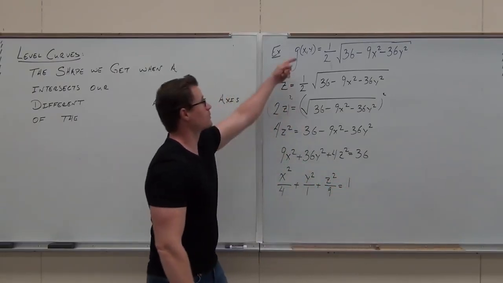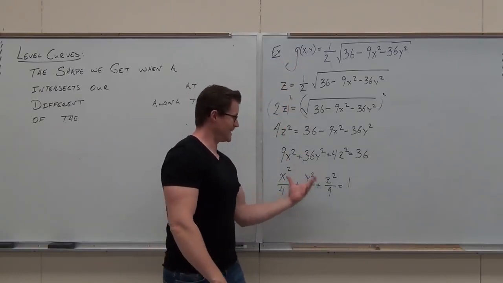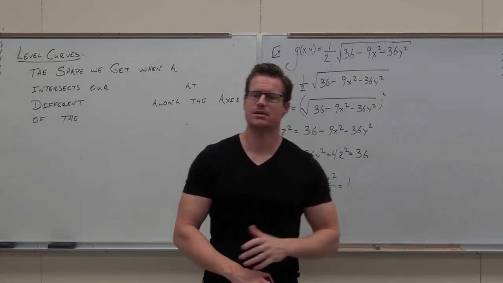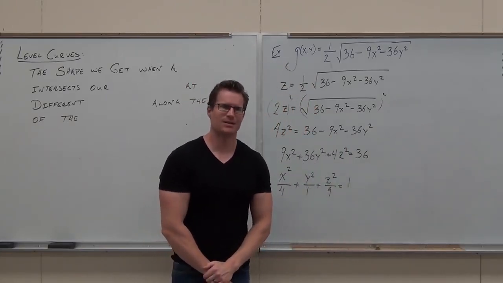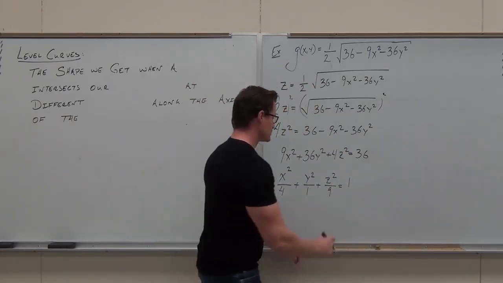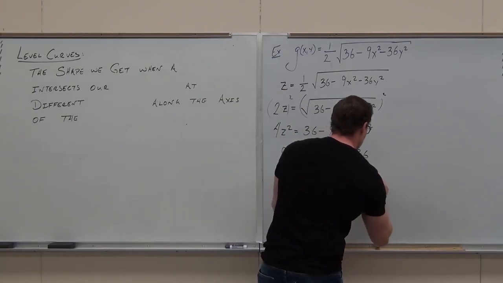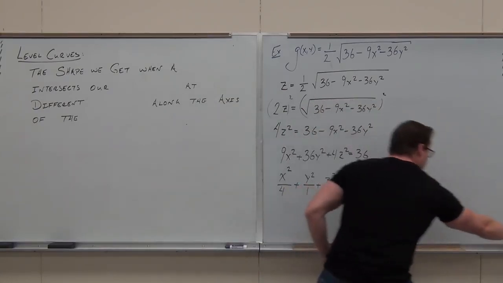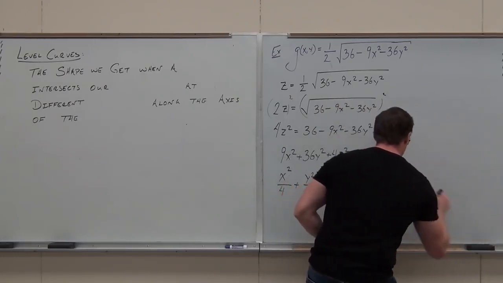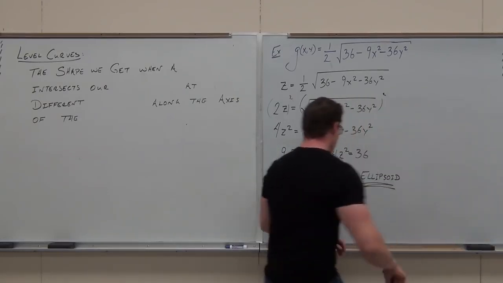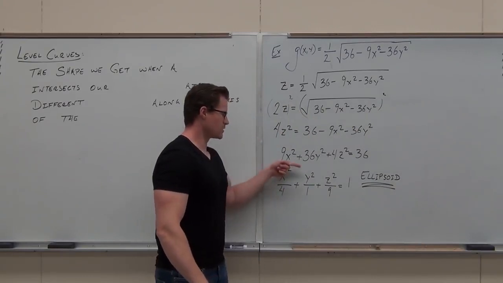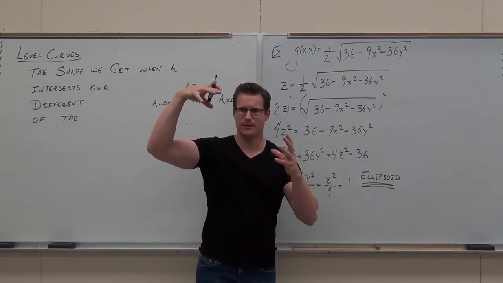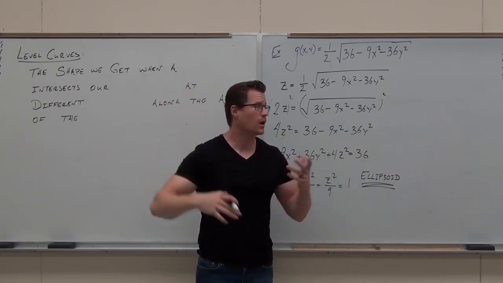So even though it might not look like something you're familiar with, it is. This is all squares, all added. What is that? That's an ellipsoid. That's exactly right. And you can find your x-intercepts, your y-intercepts, your z-intercepts, draw your football shape. That's practically all that we're doing.